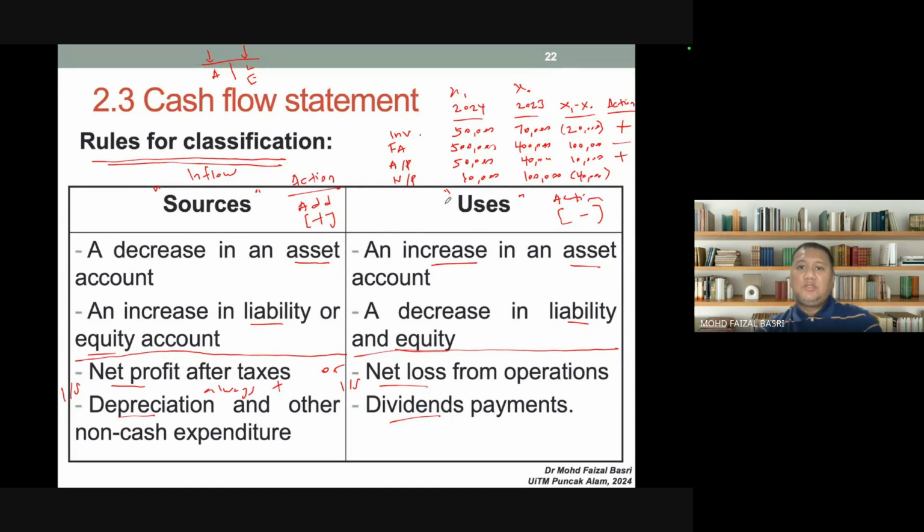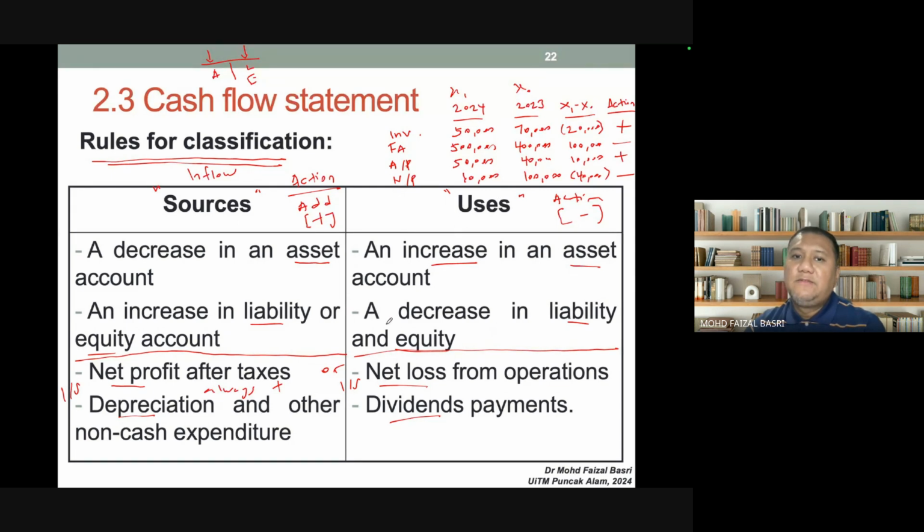But in 2024, it's reduced to 60,000. So reduction of 40,000. So mana 40,000 ni hilang? We're going to assume that the company make payment 40,000 to the bank, and therefore the loans have been reduced by 40,000. So bila kita bayar 40,000, so what happened to our cash? Our cash akan reduce. Kita tolak lah, kita guna cash untuk bayar hutang.